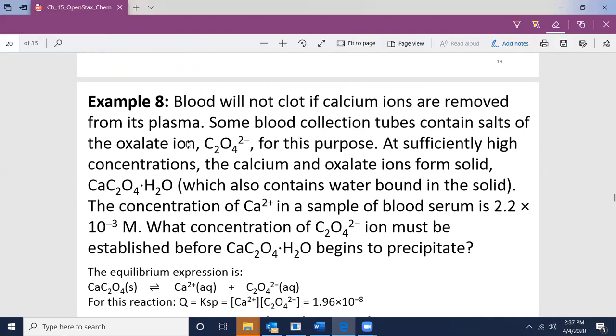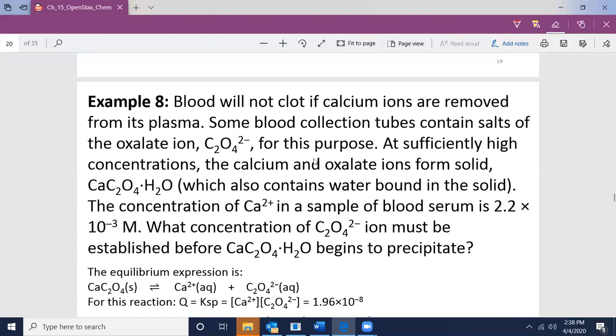Some blood collection tubes contain salts of the oxalate, so calcium oxalate can be formed. You know the calcium oxalate that precipitates in our kidneys, right? The kidney stones, calcium oxalate. If you have calcium in the blood and you can just take it out, then you can keep the blood in unclotted form. So calcium needs to be removed from the plasma right away once you take the blood out of the body. And how can you do that? You can make the salts of calcium with oxalate. Oxalate is added into the tubes, and the calcium is going to go with that.